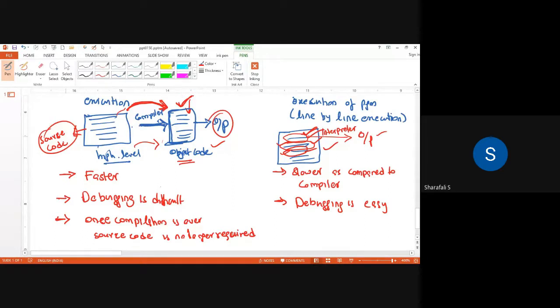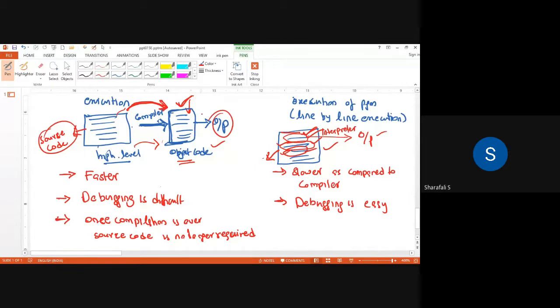So this source code is not required once you have compiled all this high level language program into the object code. But here we are not converting this entire source code into an object code. So hence, in the case of an interpreter, we require this source code when we are running the same program repeatedly. We require this source code again and again, because when you are running the program again and again, this source code is a must.